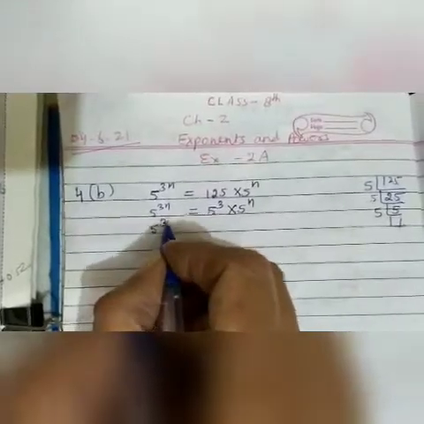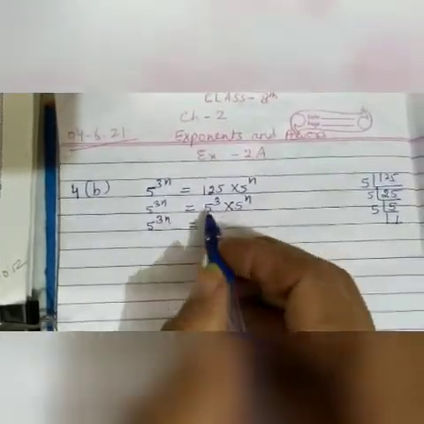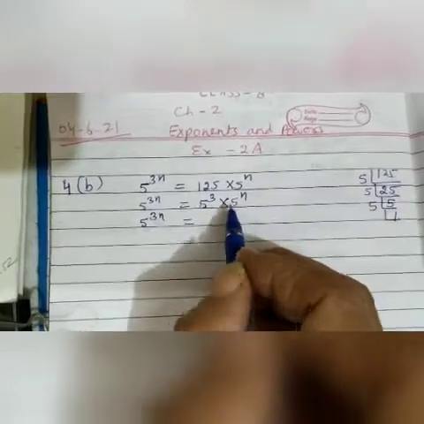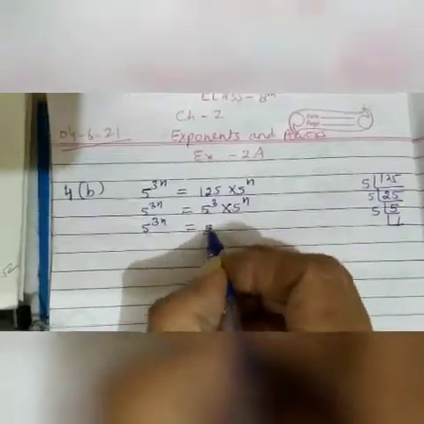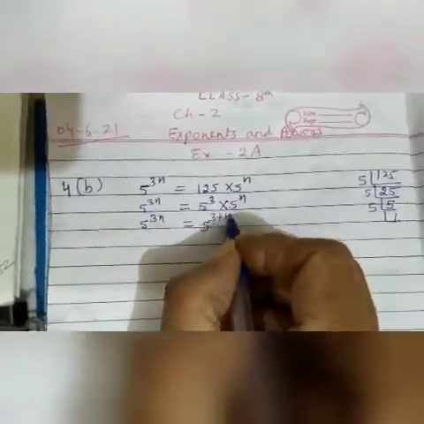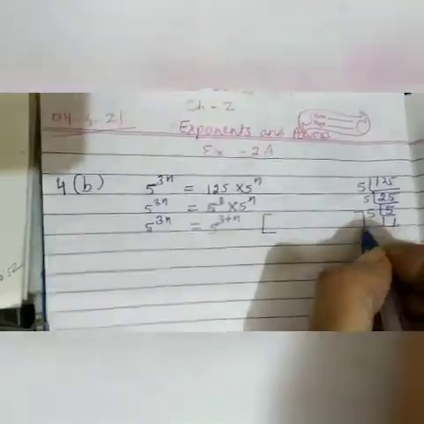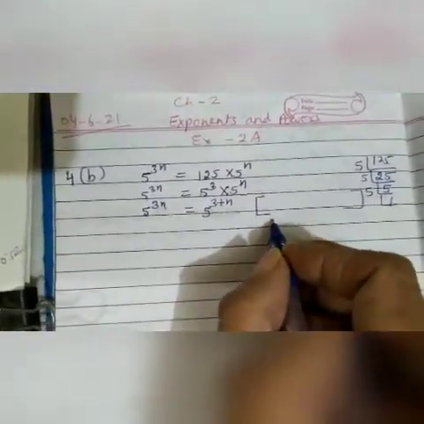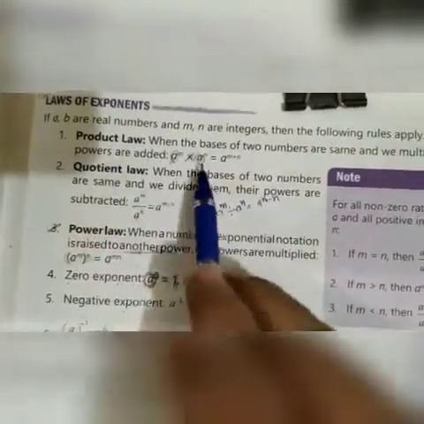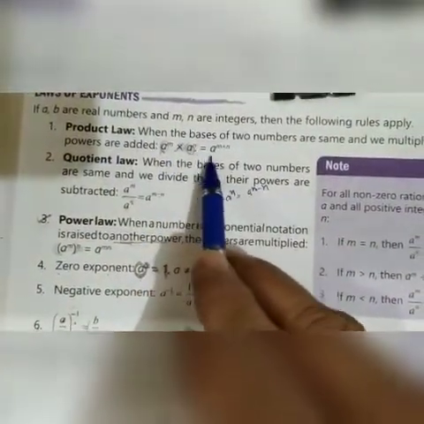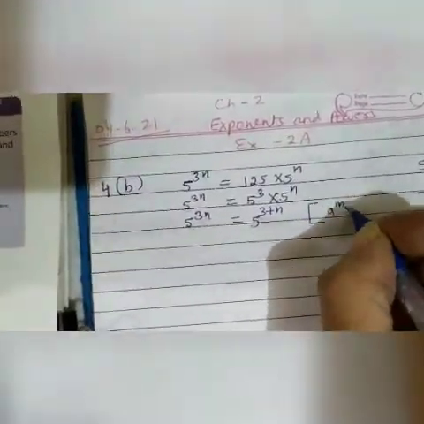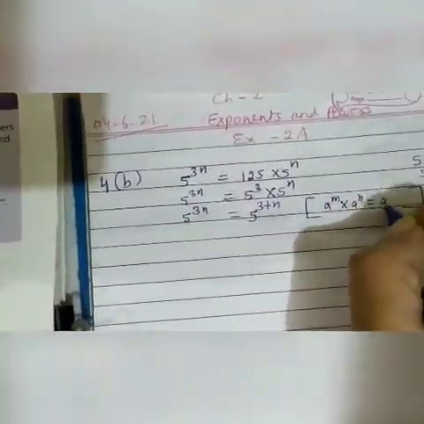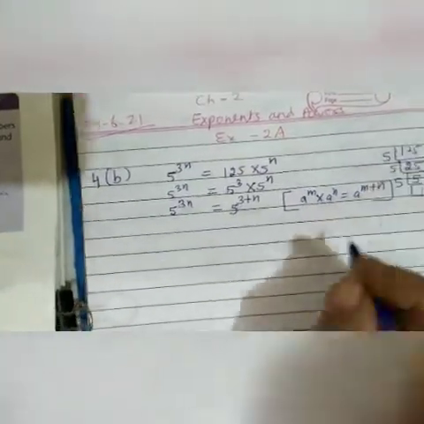Now this is 5 power 3n is equal. Here both the numbers carry the same base, so powers will be added. We will write it 5 power 3 plus n. Which law have I used here? I have used the very first law, that is the product law. a power m multiply a power n is equal a power m plus n. We will write here a power m multiply a power n is equal a power m plus n.